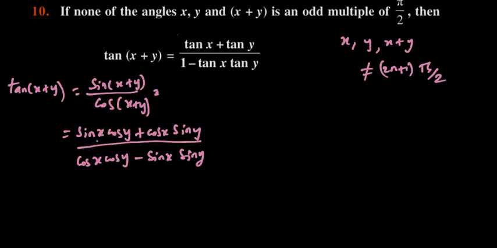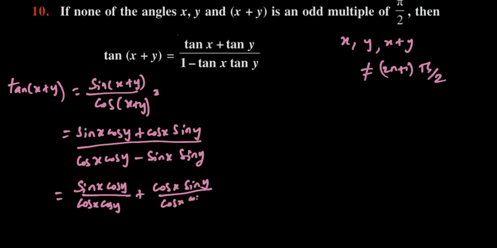Here, suppose we divide by cos x cos y on both sides, that means the numerator and the whole denominator are both divided by cos x cos y. Let me see what will happen. In the first term of the numerator, sin x cos y divided by cos x cos y, plus cos x sin y divided by cos x cos y.